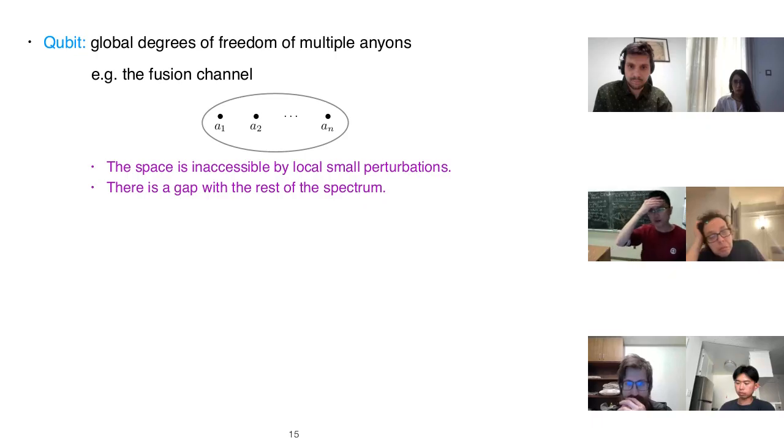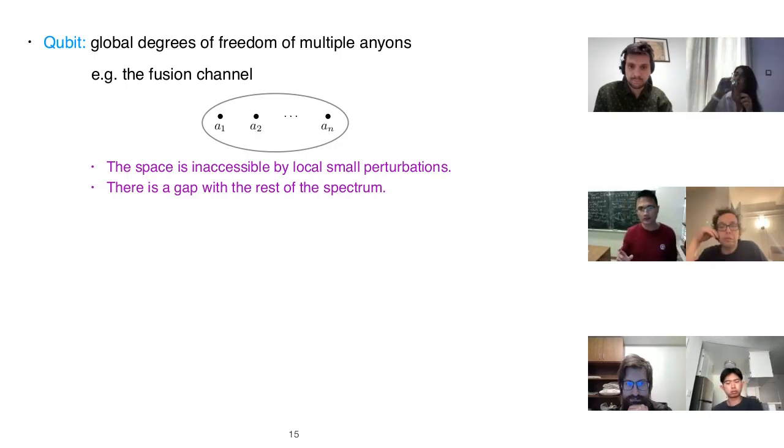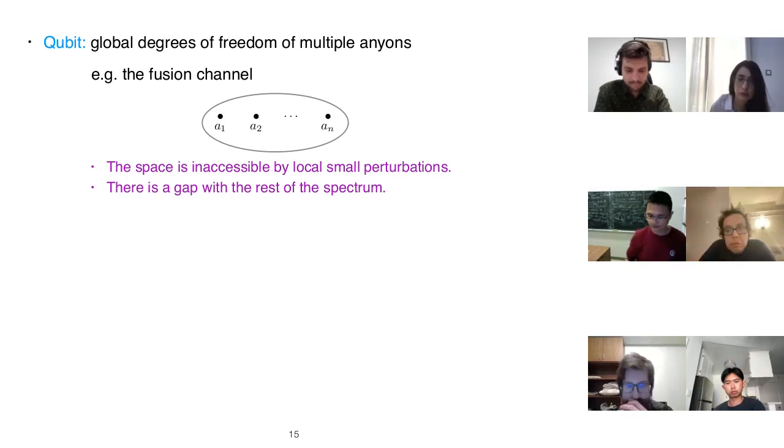Okay, so now let me show how we can perform quantum computing within an anyon system. We encode qubits or states in the global degrees of freedom of multiple anyons, for example, the fusion channels of some anyons. Because these are the global degrees of freedom of these anyons, the information is not accessible by local and small perturbations. For example, just perturbing an individual anyon cannot disturb the information encoded in the global degrees. And there's an energy gap between this configuration and the rest of the spectrum.